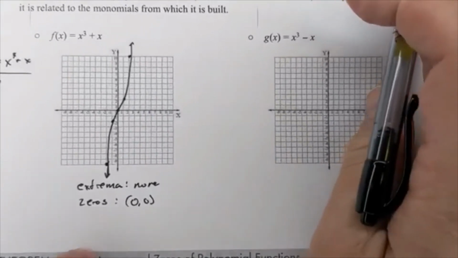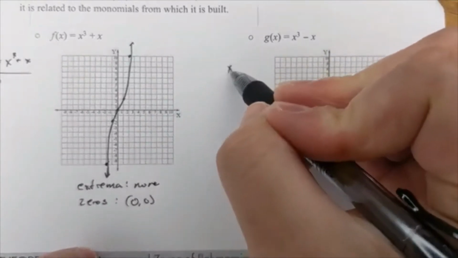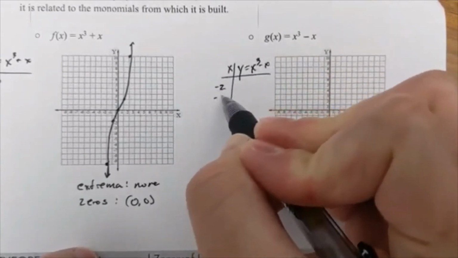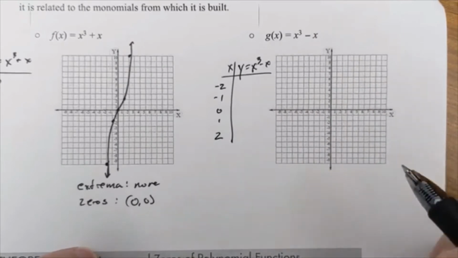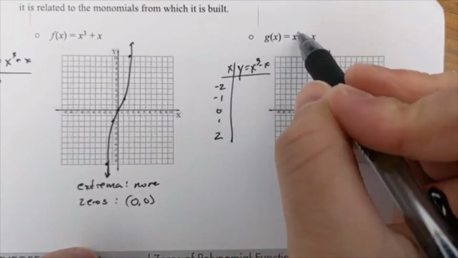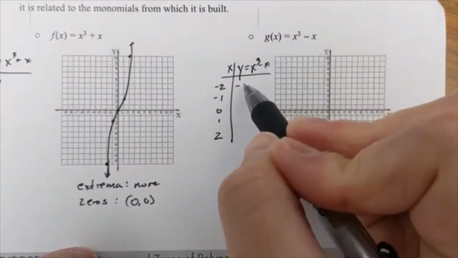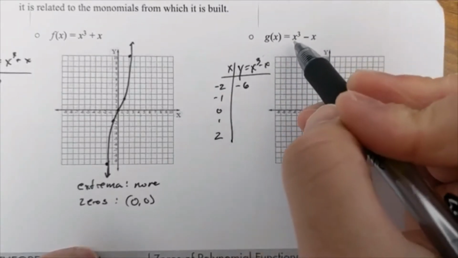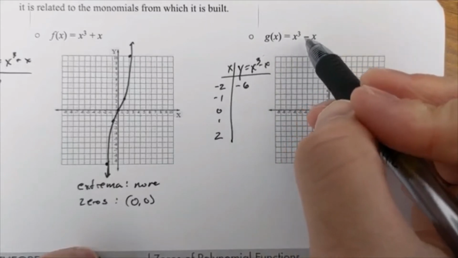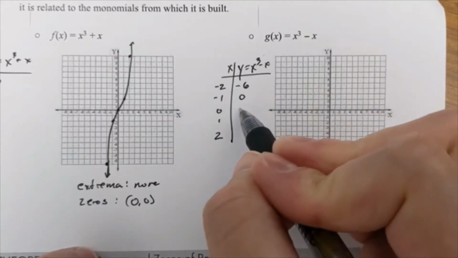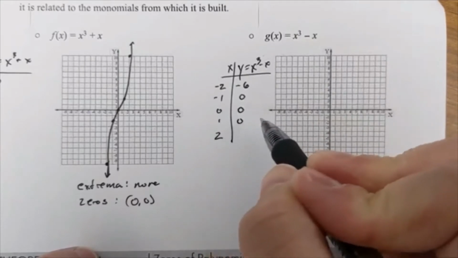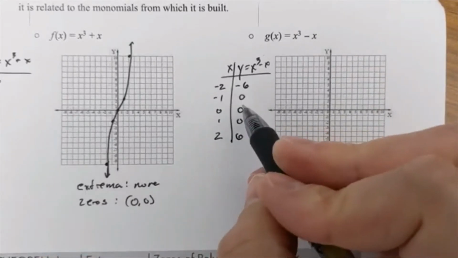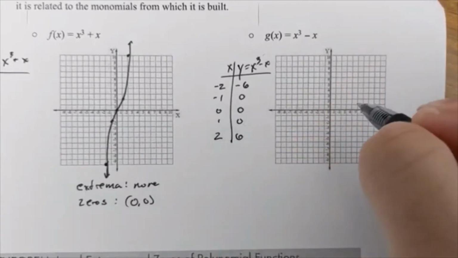So for the second one, we'll do the same thing. So t-table, x cubed minus x. We'll use the same values just to see how they compare. If x is -2, that's -8 minus -2, so that's actually -6, because it's -8 plus 2. For -1, I get -1 minus -1, so that's -1 plus 1, which is 0. 0 is going to be 0, 1 is going to be 0, and 2 is going to be 8 minus 2, or positive 6. So if you notice, I have these three values, so this graph's going to be a little bit trickier to figure out.